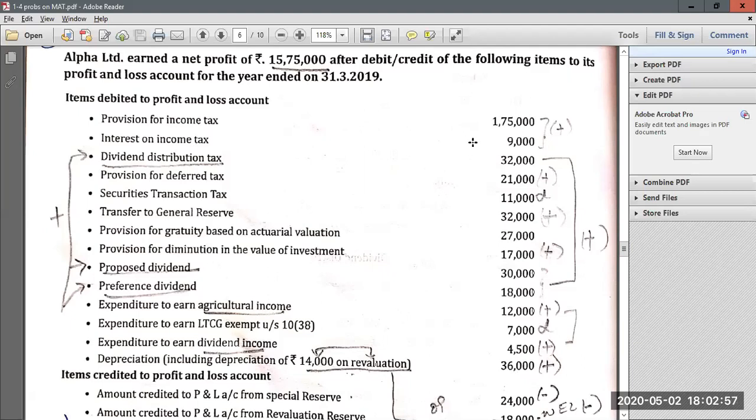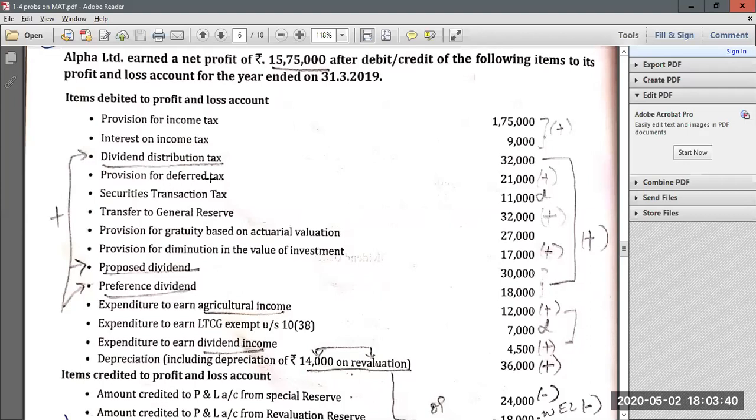Now, provision for income tax: I told you anything related to income tax should be added back. So provision for income tax and interest on income tax both should be added back; add 1,75,000 and 9,000 together, and 1,84,000 should be added back to your net profit. Then they have given dividend distribution tax, proposed dividend and preference dividend. All the items related to dividend, you should add all three amounts together and add them back to net profit. Then they have also given expenditure to earn dividend income, 4,500. Even this should be added back.